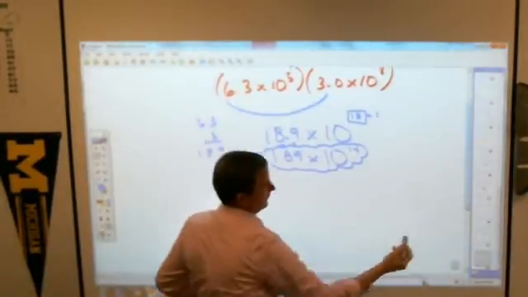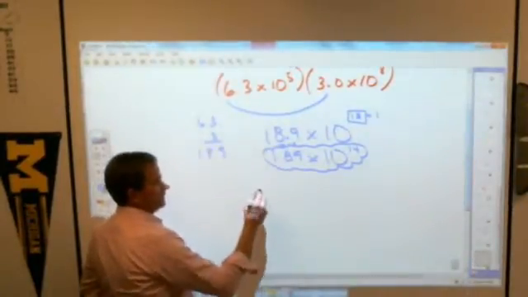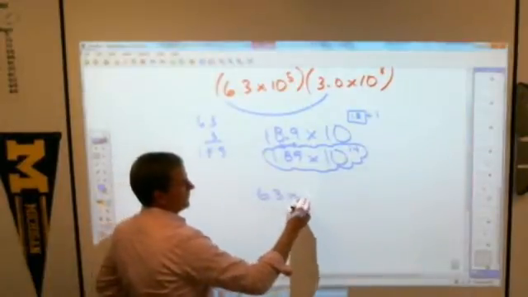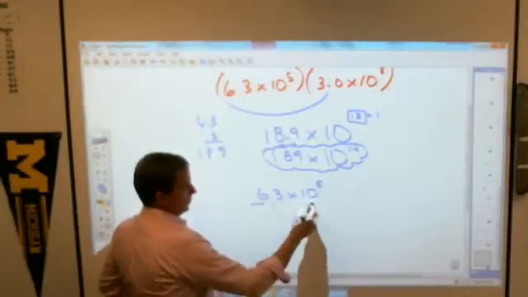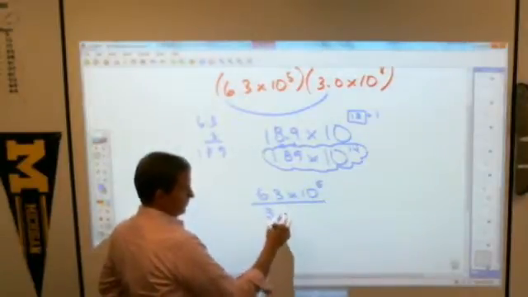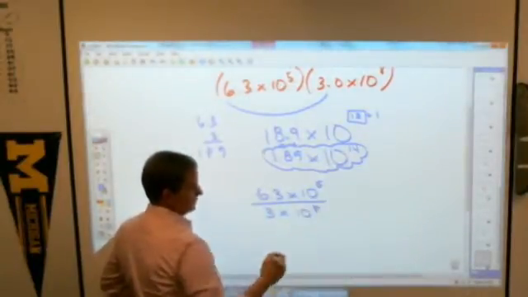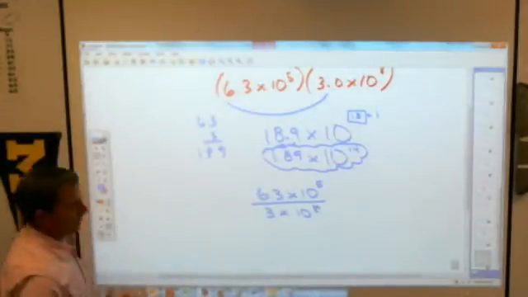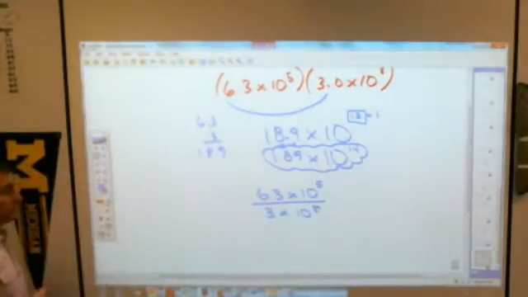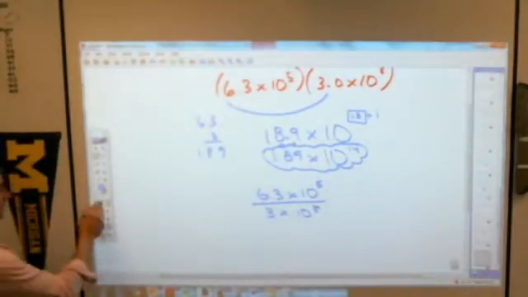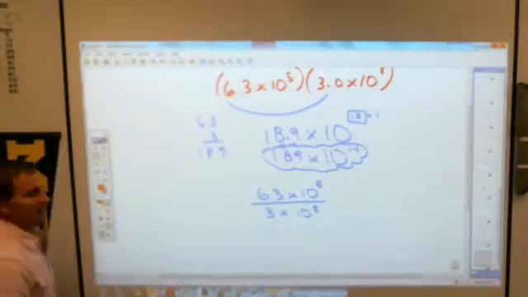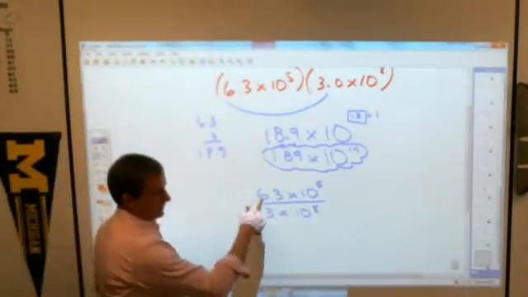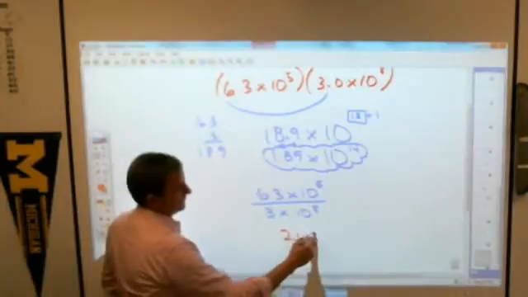And that is different from division, 6.3 times 10 to the 5th power over 3 times 10 to the 8th power. Carter Westfall, how is division different than multiplication? For multiplication, you're multiplying it, and for division, you're dividing it. Yeah, but let's look at it. Okay, so I divide 3 into 6.3, which is 2.1, right?